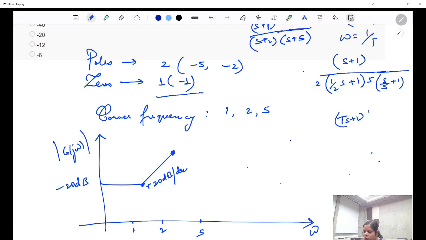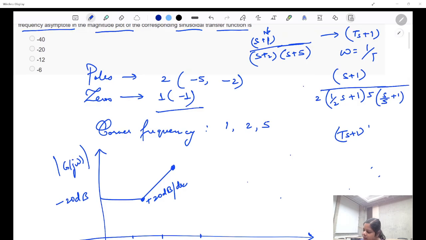Now, at 2, what is happening? 2 is a pole, so this was for 1. For 2, it is a pole, and it is represented by 1 upon Ts plus 1. That means whatever the nature of graph is, it would add minus 20 dB per decade. So it was already going at 20 dB per decade. Now we add minus 20 dB per decade to it. So what is the resultant? The resultant is there would not be any growth, and it would be constant.